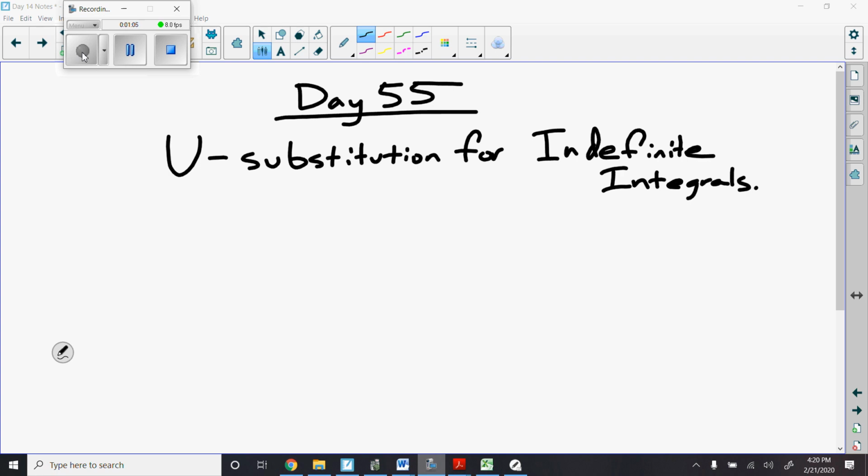So when we take a look at u-substitution, it's kind of integration's answer to the chain rule. So for review here really quick, let's just review the chain rule one second.